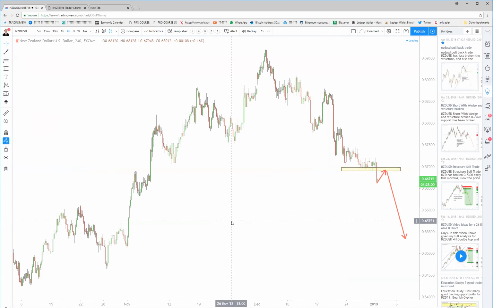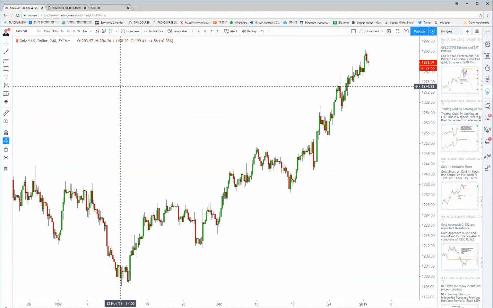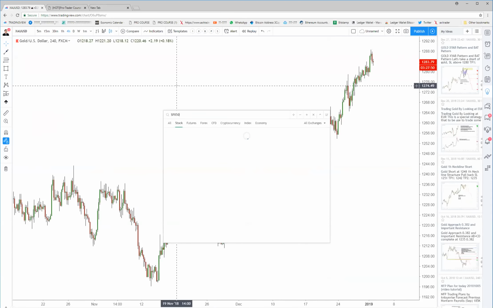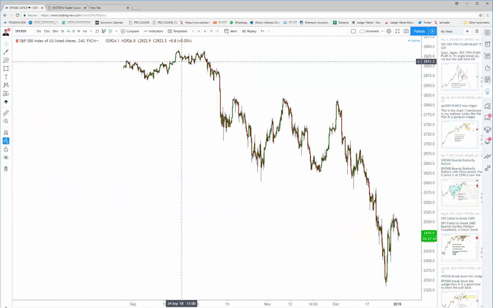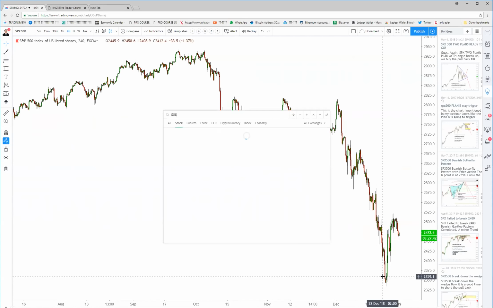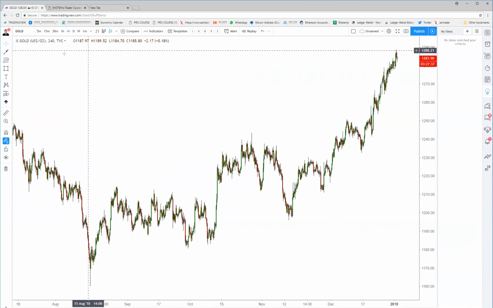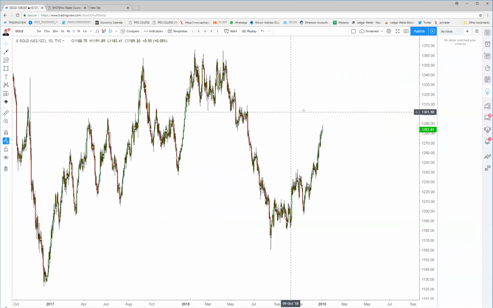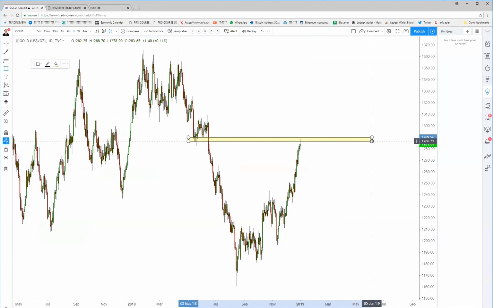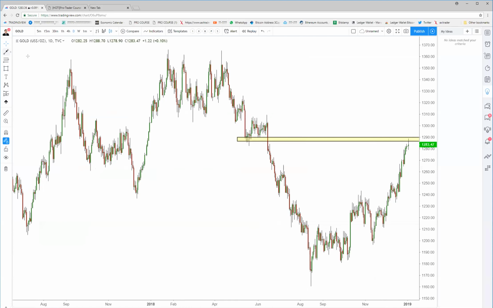Okay, let's talk about the gold. The gold is the only commodity product that is strong these days because the S&P, the stock market, is falling. You can see here. Okay, the S&P falls, okay, to 2350. So the gold has a very strong rally to 1288.